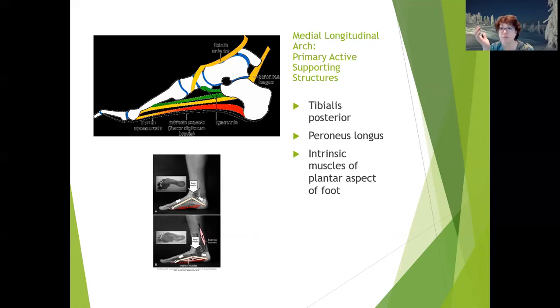So if you think of it, the passive supporting structures are bone and ligaments. The active supporting structures are muscle. That makes sense, right?